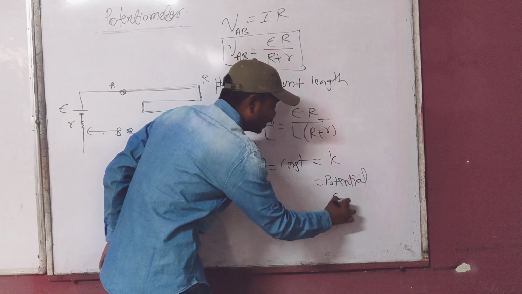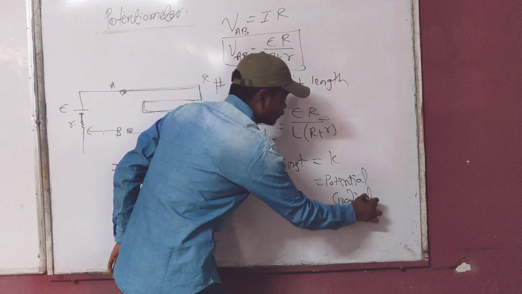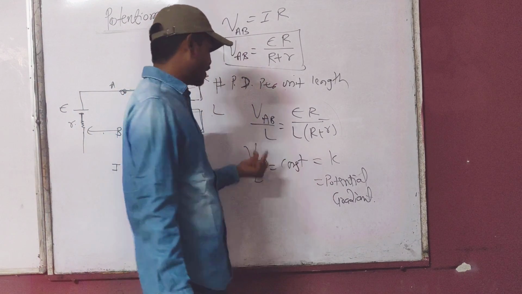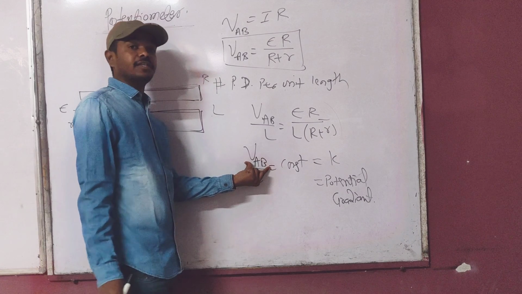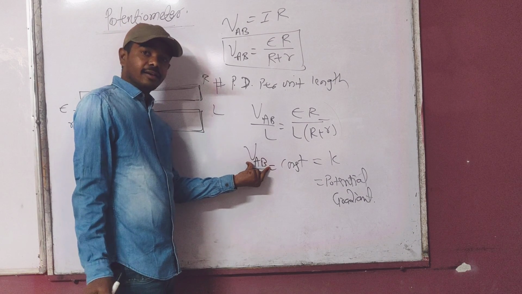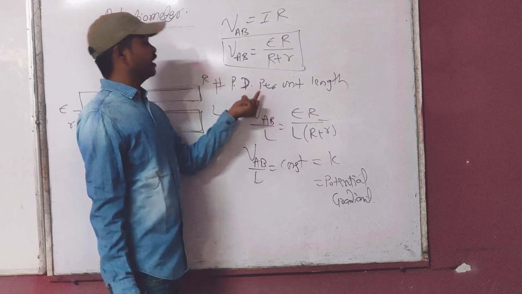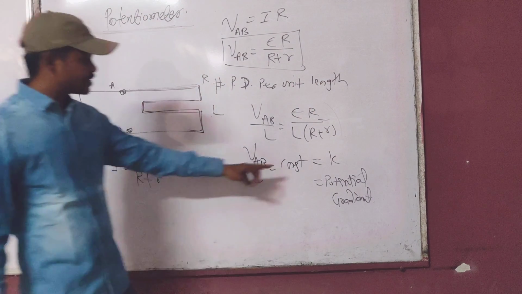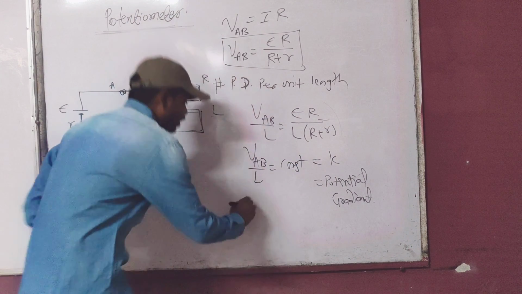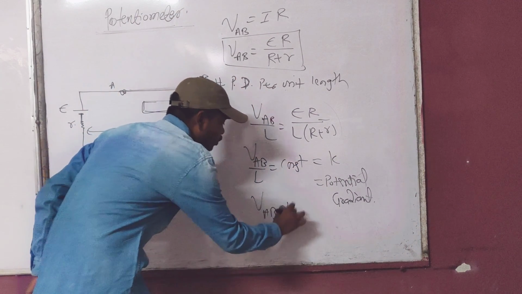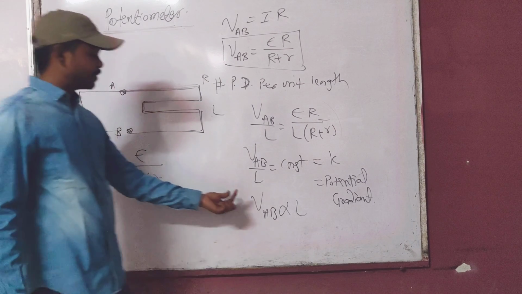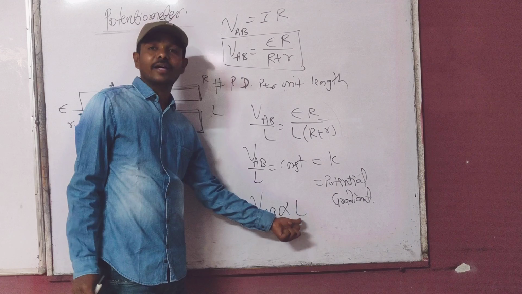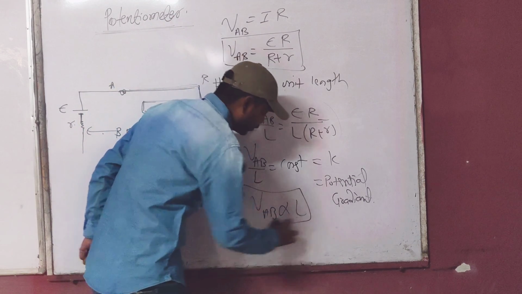This is called the potential gradient. So what is meant by potential gradient? Potential gradient is defined as the ratio of the potential difference between the two ends of the wire to the length of the wire, meaning potential difference per unit length. This is a constant term called K. From this we can say that V_AB is proportional to L, meaning the potential difference between the two ends of the wire is directly proportional to the length of the wire. This is called the principle of potentiometer, which is very, very important.